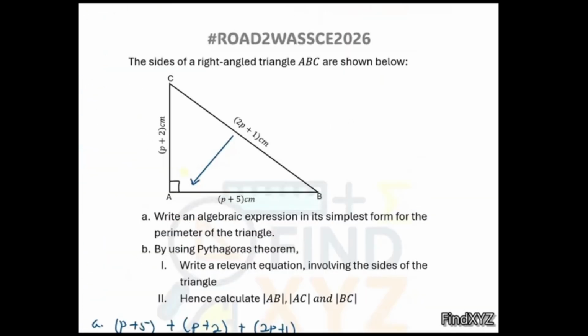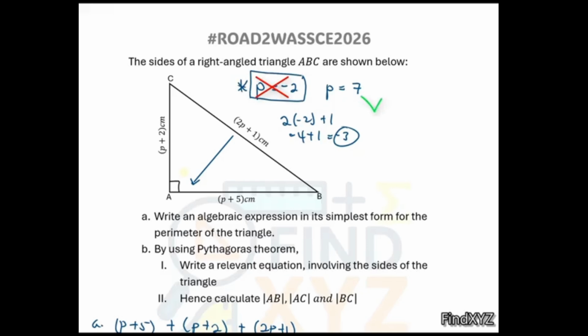Now if we substitute negative 2 here, watch something. If we substitute negative 2 on the hypotenuse, that will be 2 multiplying negative 2, plus 1. So 2 times negative 2 will give us -4, plus 1. That will give us -3. Because we are dealing with the side of a triangle, it cannot be negative. So it means that we cannot select this one, right? You can try with other values, but this has shown that this cannot be. Hence, the value of p is 7. So we are going to use p is equal to 7.